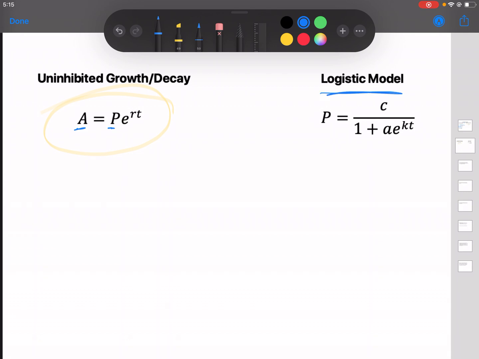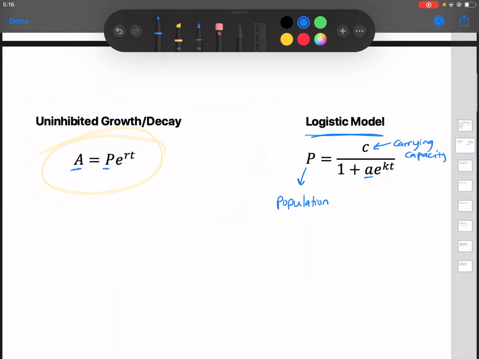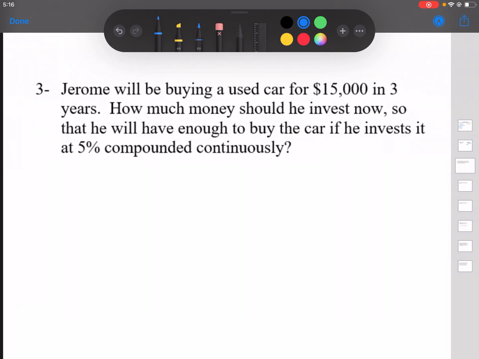The last type of problem we're going to encounter are logistic model problems. So often you have a population problem. So P usually stands for your population. The C on top stands for the carrying capacity. And then everything else, like the K is your rate, your T is time, and the A is usually given to you, so it's not necessary to know exactly what that is. But really the big thing to know is C represents your carrying capacity. So let's go ahead and do some problems that are actually from your worksheet and see how this works.